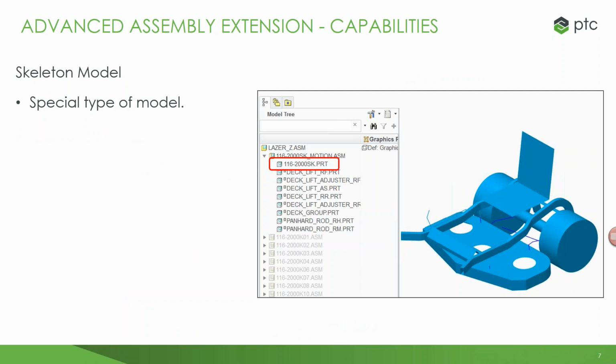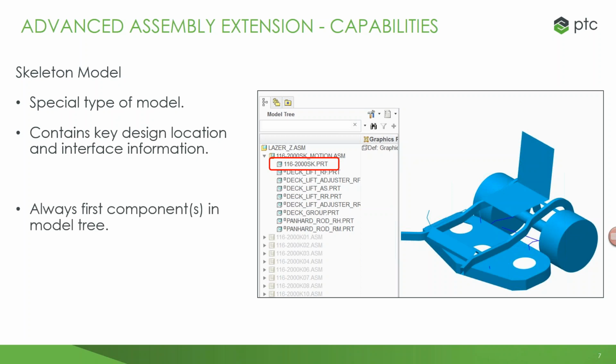So these all work off the skeleton model, and a skeleton model is a special type of model that resides at the top of your model tree. Basically what this does is it houses all of the design intent within this part file. So it contains all the key design information about location and interfaces between all the different geometries and features and parts. And it's always going to be first within the component list within your model tree.